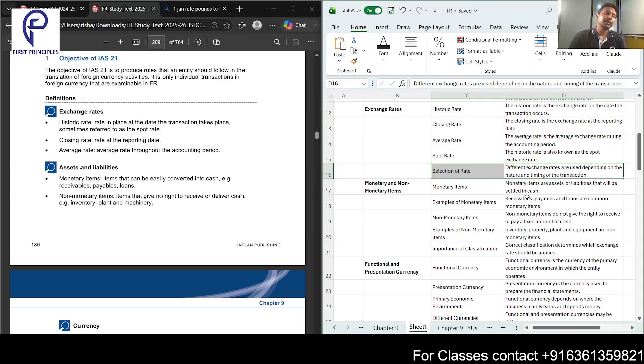Nature and timing of the transaction. That is, what kind of transaction is it, cash transaction or credit transaction, and timing, when was the payment made, when was the settlement done. Credit transaction settlement date will be different from transaction date, but in a cash transaction, the settlement date and the transaction date are the same. Based on the nature and the timing of the transaction, you will look into the rates.